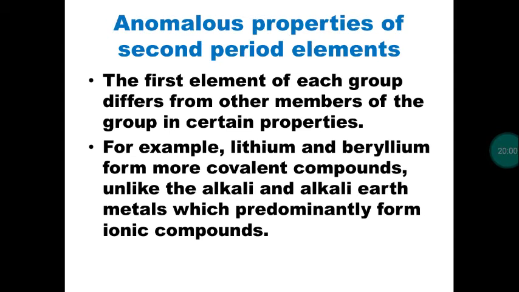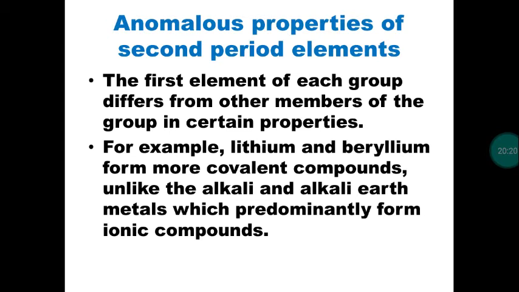The first period contains two simple elements, hydrogen and helium. Now we consider the second period elements. These second period elements have somewhat different properties. For each group there is a similarity. Group number 1, 2, 3. For each group, elements will have the same physical and chemical properties.